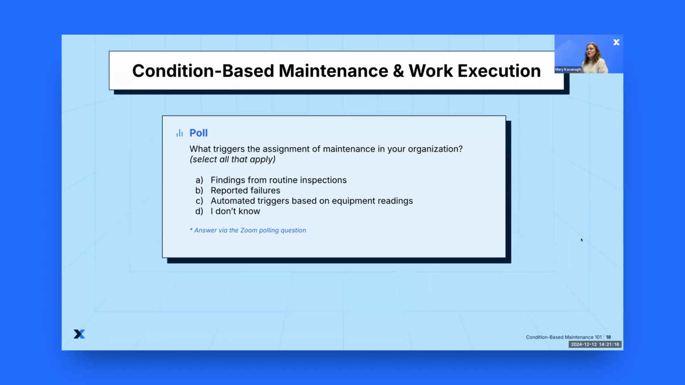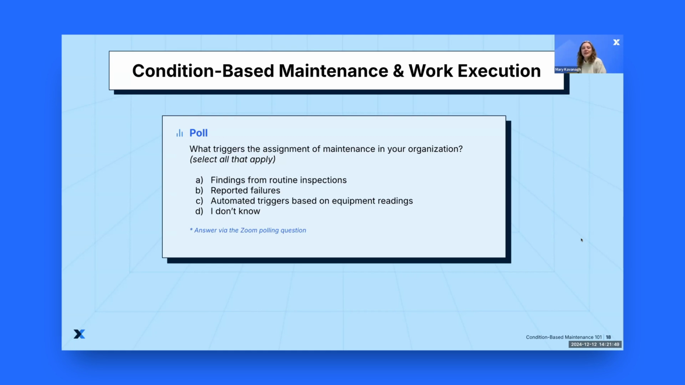Little poll for you here. What triggers the assignment of maintenance in your organization? Is it findings from routine inspections? Is it reported failures? Is it from automated triggers based on equipment readings? Or are we not sure? We just get our work assigned and go with it. Again, you can select all that apply. Don't feel limited to just one option there. And I'm not sure what this one's going to say, so I'm intrigued. All right, let's pop up those responses.